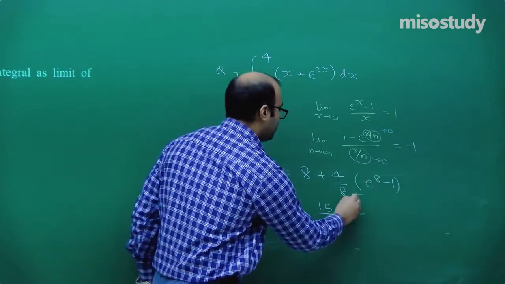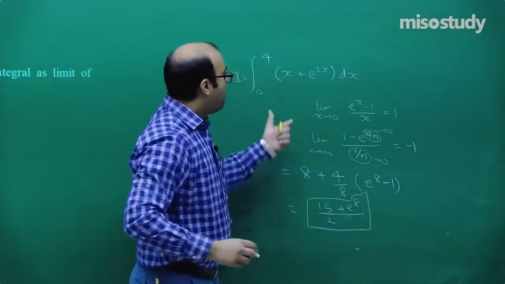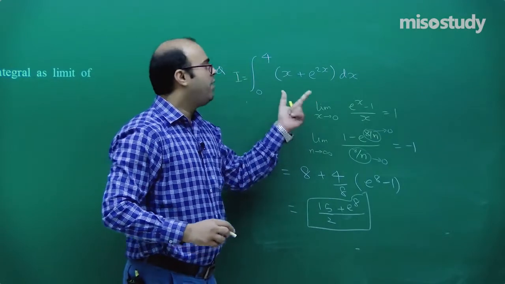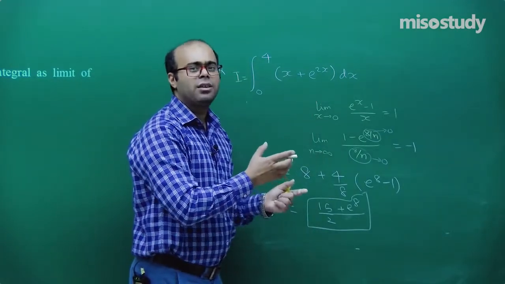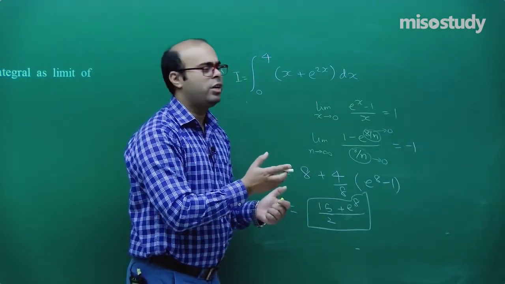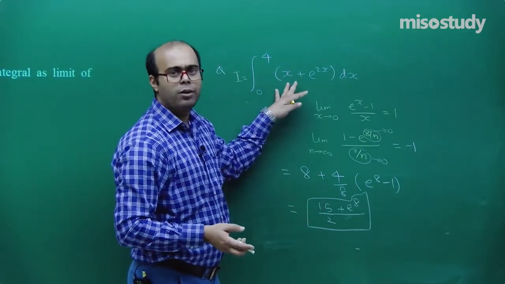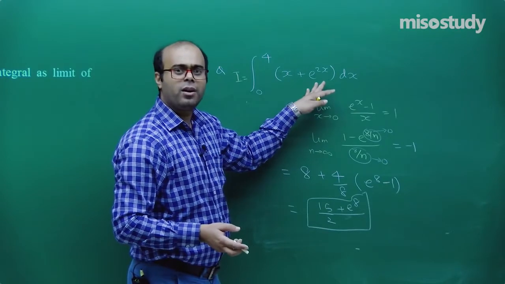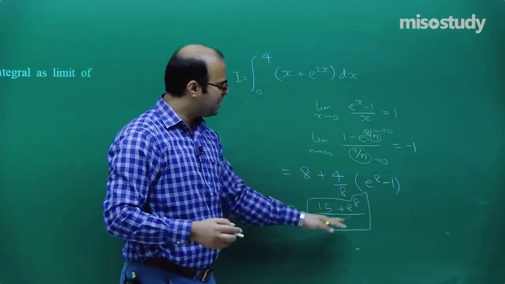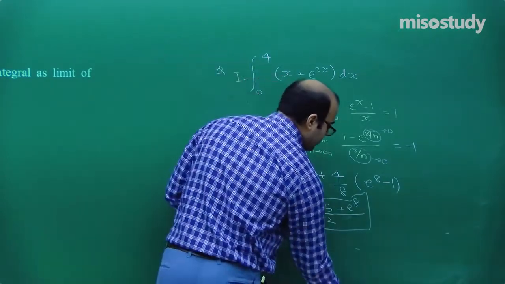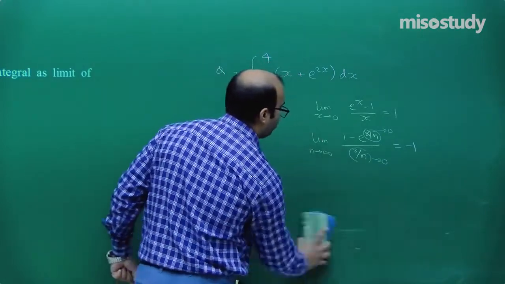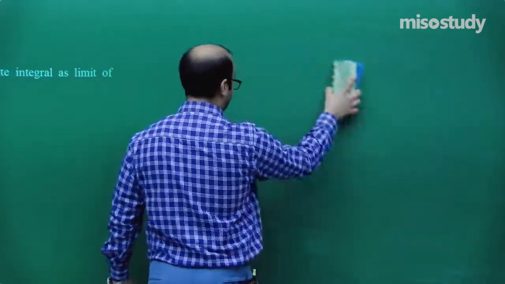This is the answer of this question by the limit of sums method. Even if we directly apply the definite integration formula of the fundamental theorem of calculus, we will get the same answer. You can cross check. Just integrate x as x square by 2, e to the power 2x as e to the power 2x by 2, and put the limits. You will get the same answer. So this is just to know how we can do it by the limit of sums method.